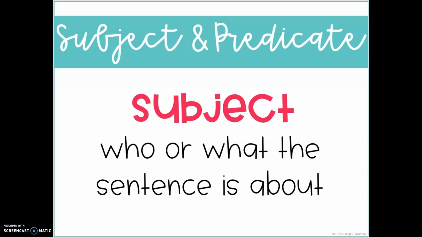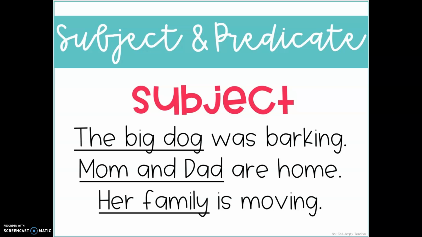The subject part of the sentence is who or what the sentence is about. The subject of the sentence is going to be some sort of noun, because it's going to name a person, a place, or a thing that the sentence is about. For example, the big dog was barking. The subject of the sentence is the big dog, or it could just be dog.